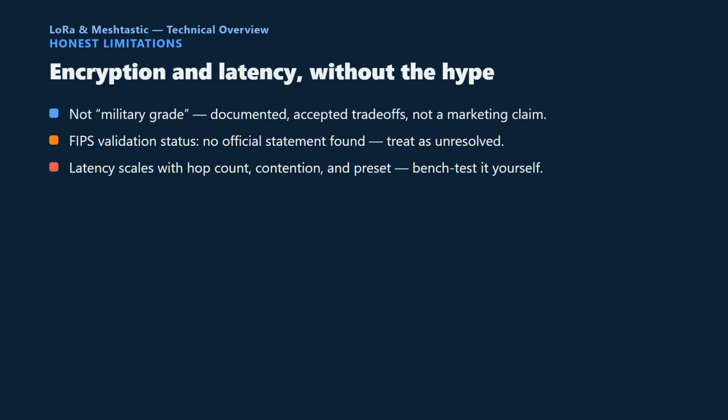The encryption story is not, quote, military grade. It is a documented set of accepted tradeoffs: no authentication on the original channel scheme, no protection of routing metadata, a trust on first use model with no central authority, and no official statement I could find, positive or negative, on FIPS validation. So treat that as an open question, not a claim either way. And latency is not real-time conversational. Expect roughly a second for a single quiet hop on a fast preset, scaling up to many seconds or more across multiple hops, a busy channel, or a slower long-range preset. I could not find one authoritative published number for typical end-to-end latency, so bench test it for your own deployment, rather than trusting a figure from a forum post, including this one.